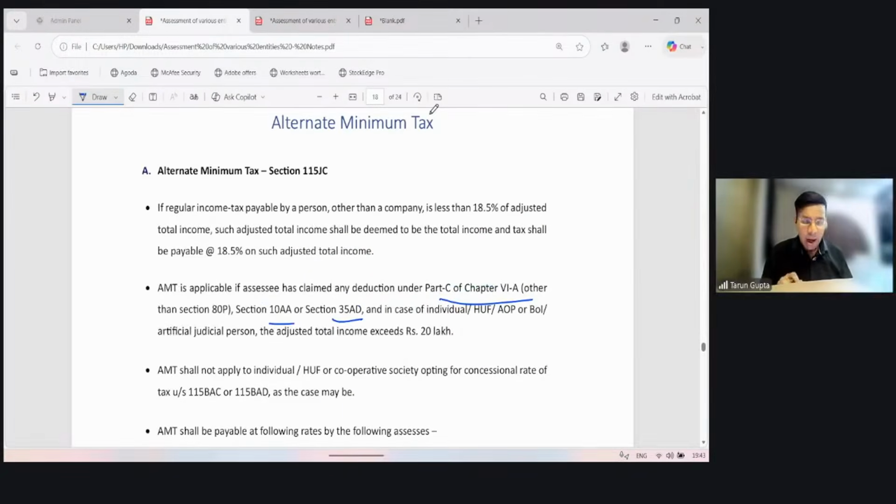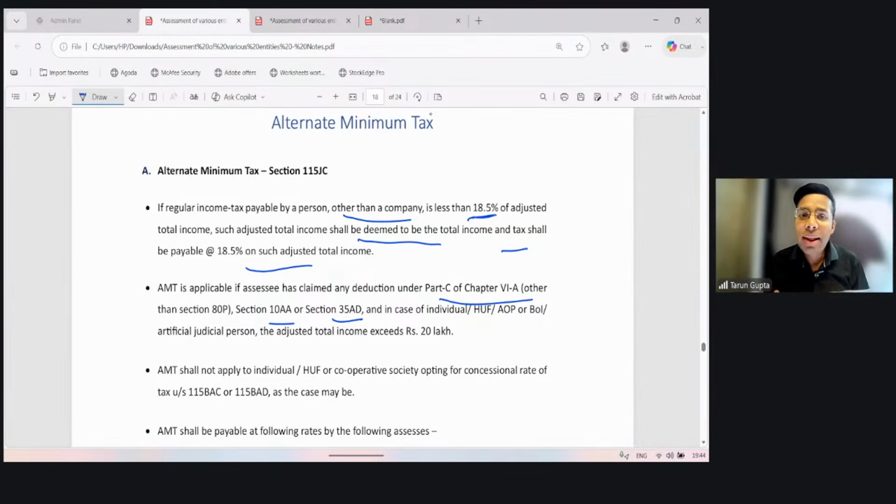What it says is: if the regular income tax payable by a person other than a company is less than 18.5% of the adjusted total income, ATI, such adjusted total income shall be deemed to be the total income and tax shall be payable at the rate of 18.5% on such adjusted total income. So you got it? Similar language as in MAT. If 18.5% of your adjusted total income is more than your tax liability under the normal provisions, then you are required to pay 18.5% of your adjusted total income as tax. And in such a case, the adjusted total income shall be deemed to be your total income for the year.